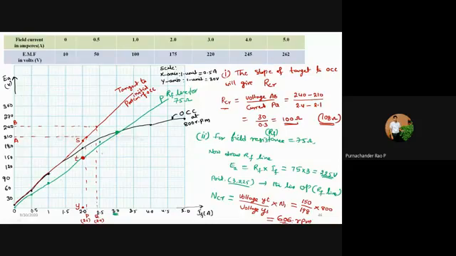So this is the procedure for finding the critical field resistance and the critical speed from the open circuit characteristics of a DC generator.